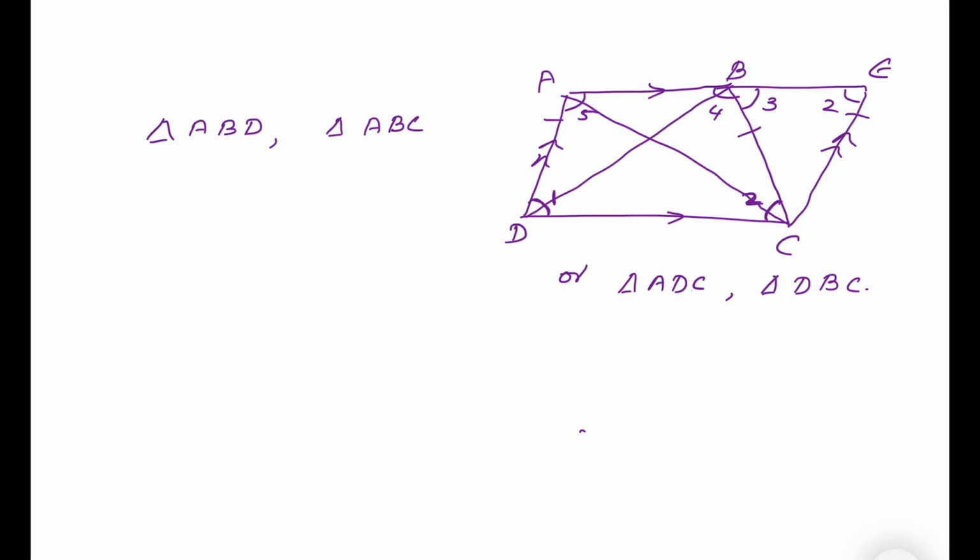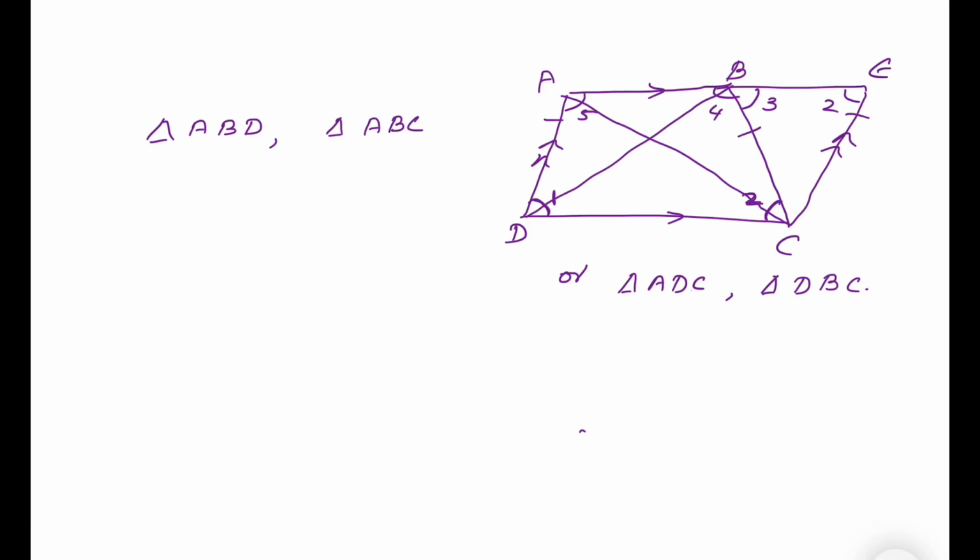Now we have to prove the diagonals are equal. To prove the diagonals are equal, you have to consider the triangles in such a way that the diagonals are a part of that triangle. Here I can take AB as the base, triangles ABD and ABC, and prove they are congruent, or with CD as the common base, ADC or DBC, either way you can do. Now I am going to do it with ABD and ABC.